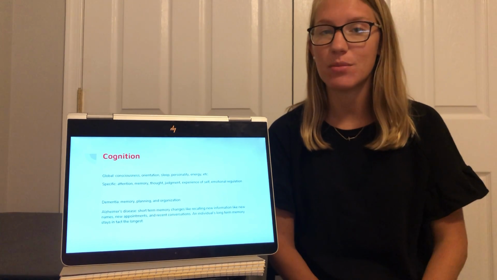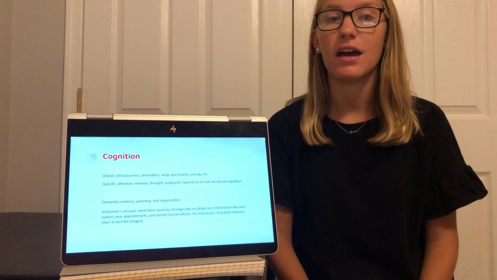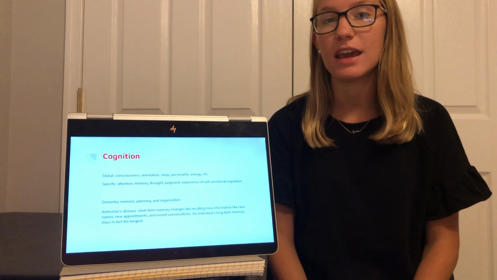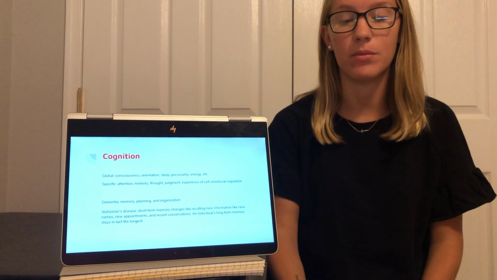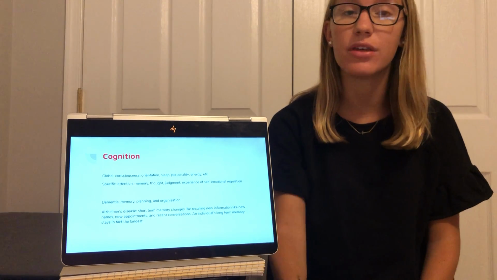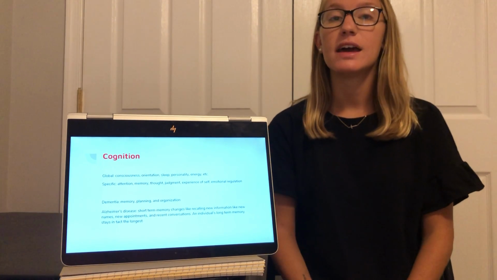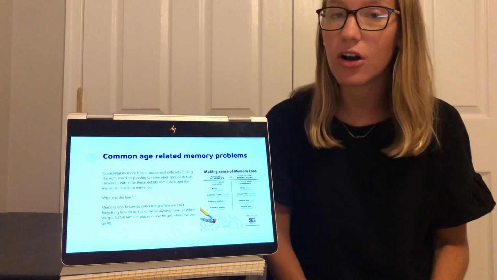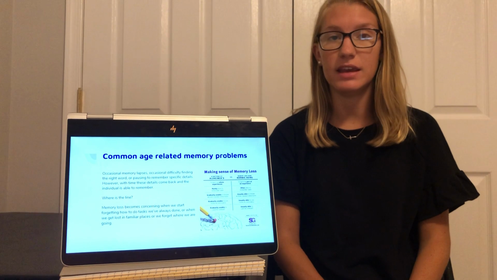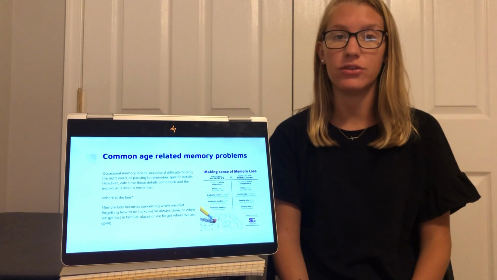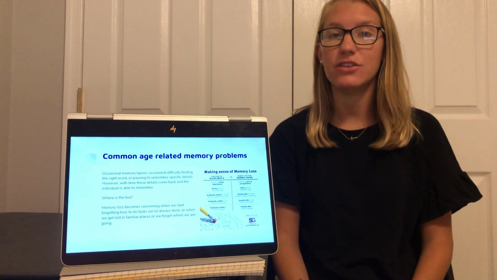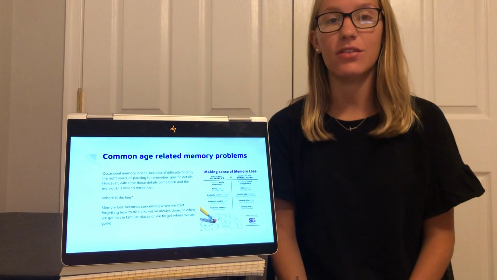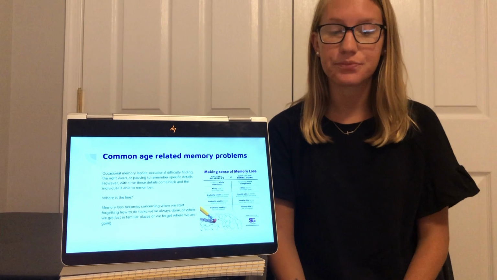So that's just an example that I've experienced with how cognition, specifically attention, can affect your ability to remember. Although it is important to be aware of cognitive and memory changes, there are some common age-related problems you might run into as you age. Not every change is an issue or indicates a memory impairment.